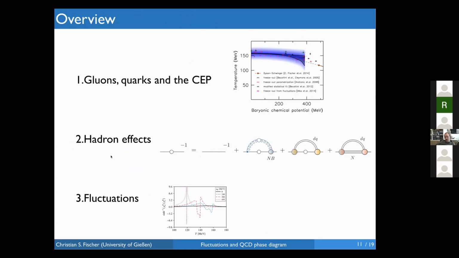So that brings me to the second part of this talk. Let me start with the hadron effects.